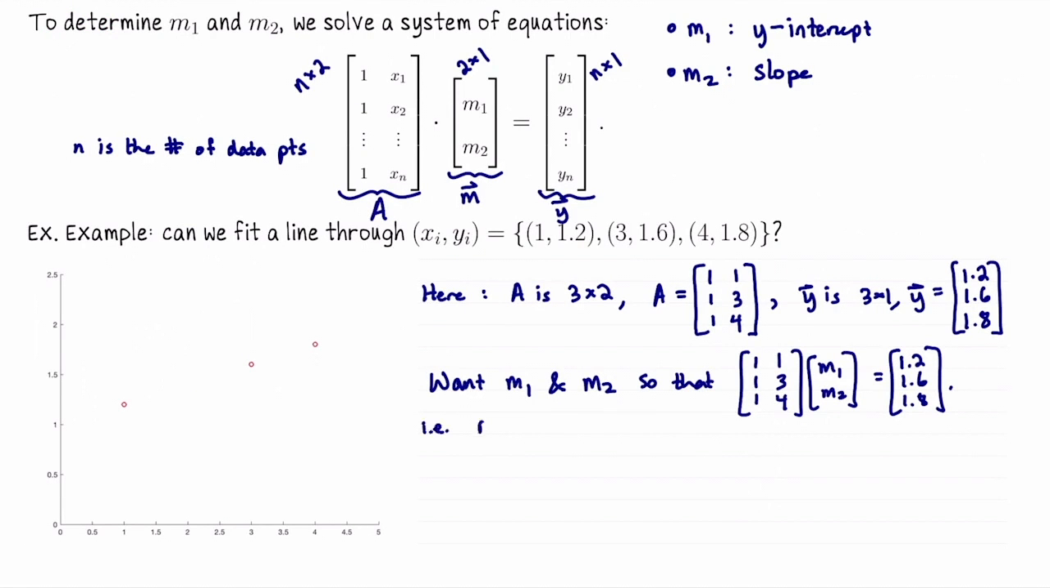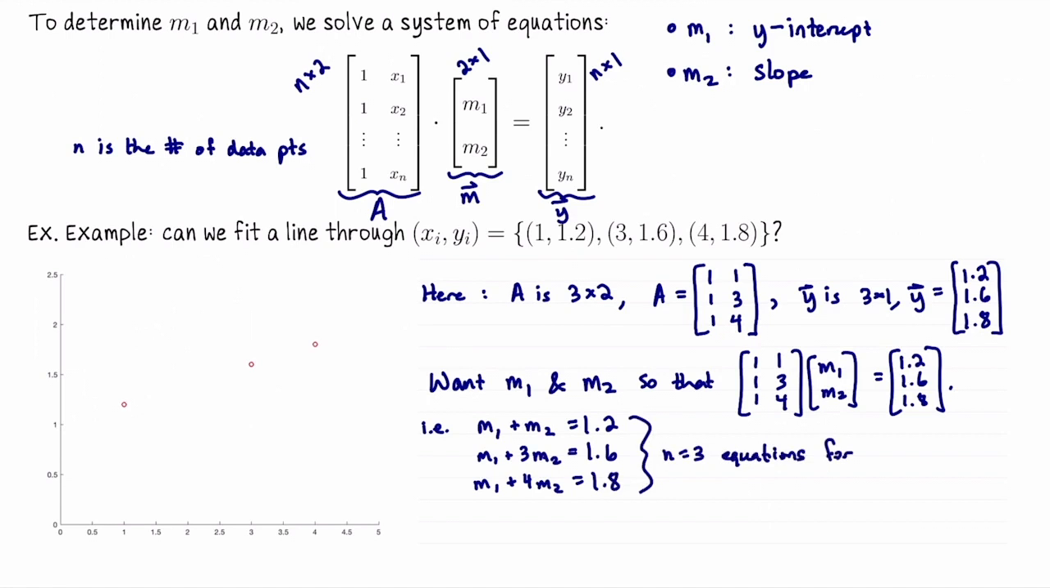It would mean that m1 plus m2 equals 1.2, but also m1 plus 3m2 equals 1.6. And lastly, m1 plus 4m2 equals 1.8. That's a system of 3 equations, or in general, n equations, for 2 unknowns. So this is what we call an overdetermined system. It's like we have more equations than we actually need, assuming that there is a solution.